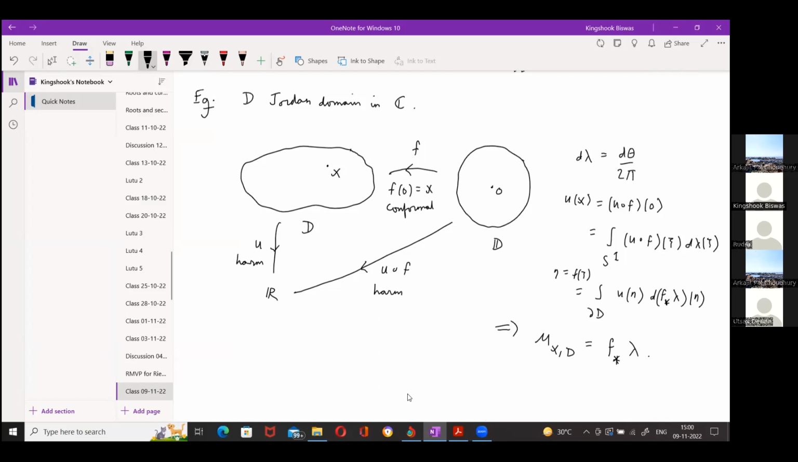Is this clear? Okay, so you take the normalized Lebesgue measure on the circle and push it forward to the boundary by the Riemann mapping. That gives you the harmonic measure on the boundary of the domain. So estimates for conformal mappings will give you estimates for harmonic measure.